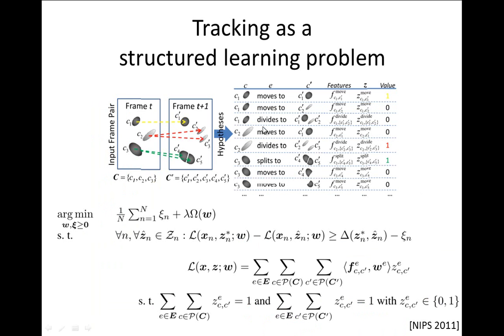Here's again a representation of the problem. So there's the set of hypotheses. One hypothesis is that C1 moves to C1 prime, but there's another hypothesis that perhaps C1 moved to C2 prime, or perhaps that C1 divided into these two. And associated with each of these hypotheses is a binary random variable, and we have these consistency constraints. So down here are the consistency constraints. They work for division also if you use a somewhat more complete set of hypotheses. And there is your structured learning problem, where here the score has been written with an L.